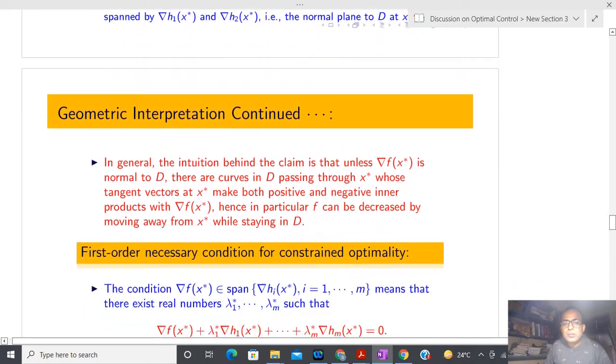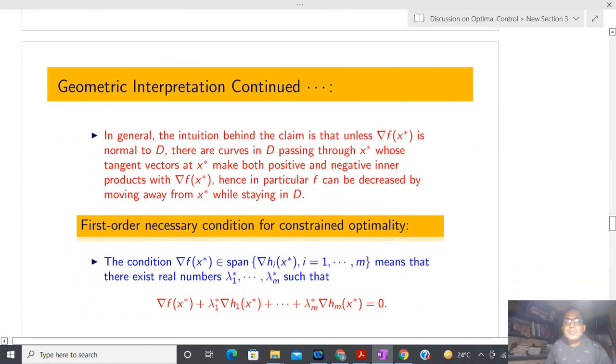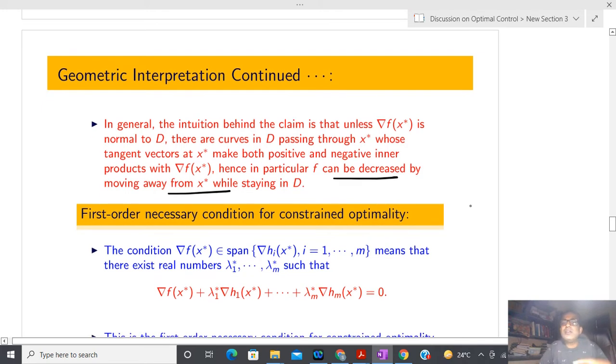Okay, now similarly, in general, the intuition behind the claim that unless ∇f(x*) is the normal to D, there are curves in D passing through x* whose tangent at x* makes both positive and negative inner product with ∇f(x*). Hence, in particular, f can be decreased moving away from x*. Okay, so with the help of the inner product I can define the norm, and norm is nothing but some kind of distance.